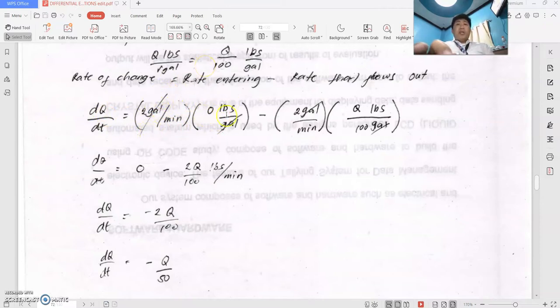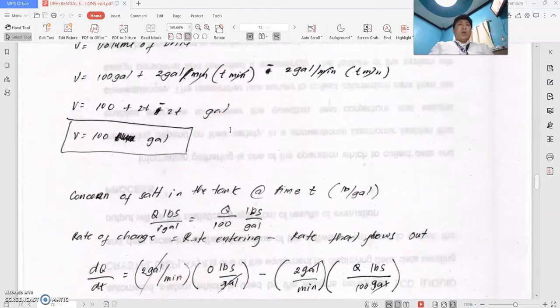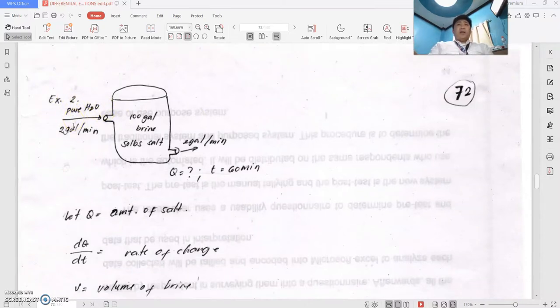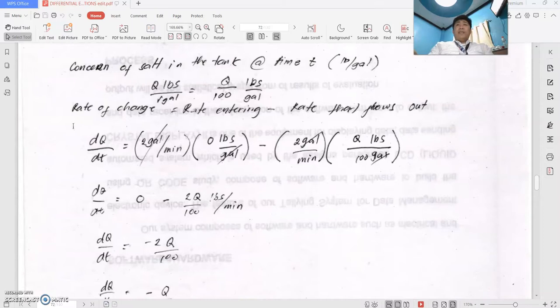Kini kay pagsud man eh. Pangutana, naa bay salt per gallon ning salt? Since our problem states that the one that enters is pure water, meaning you don't have any salt. So wala kay salt nga ning sulod. So 0 pounds per gallon.